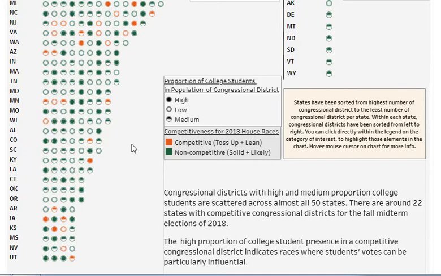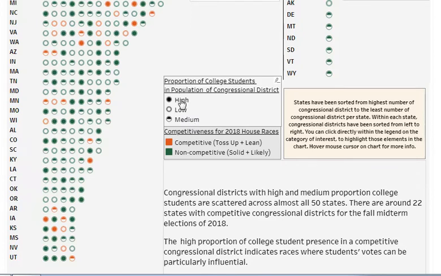As you can see, each data point is either filled in entirely, empty, or only filled in halfway. Each data point is also represented in orange or in green. The first legend shows that the fill level represents the proportion of college students in population of a congressional district. The fill levels indicate whether the presence of college students enrolled in a particular district is comparatively high, low, or medium. Clicking on the category will highlight the congressional district related to that category.